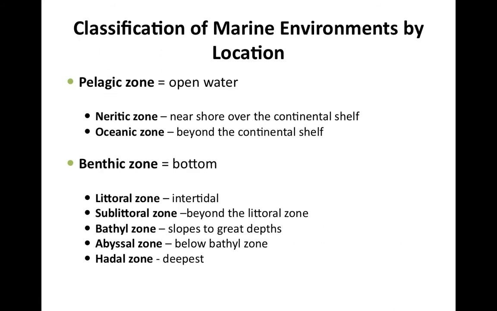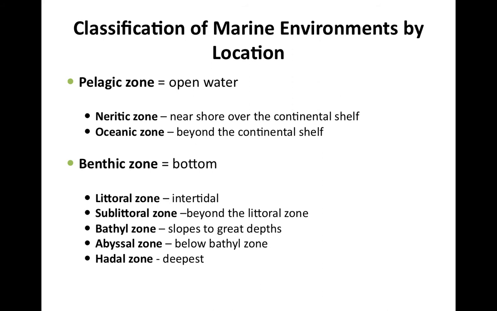So we classify marine environments by location. We have two major environments: the pelagic zone and the benthic zone. The pelagic zone is basically the open water. It's the water column, so it's everything that's not on the sea floor. The benthic zone is the sea floor. It's everything that's on the sea floor.